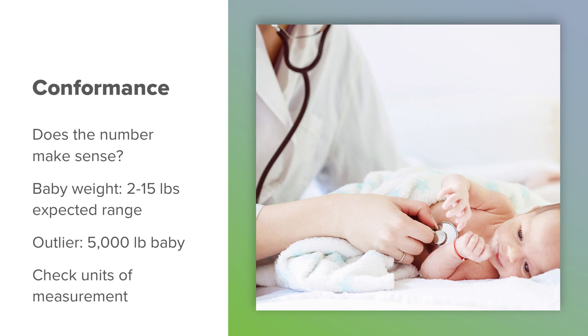For instance, if our data were to give us the value of a baby's weight, we might expect it to be in the range of 2 to 15 pounds. If we saw a value showing a baby's weight as 5,000 pounds, that would not conform to established norms. Are we talking about a 5,000-pound baby? That number doesn't make sense. However, we can start to analyze our data and see if it fits in the category in another way that would be appropriate. Perhaps the baby is being weighed in grams.